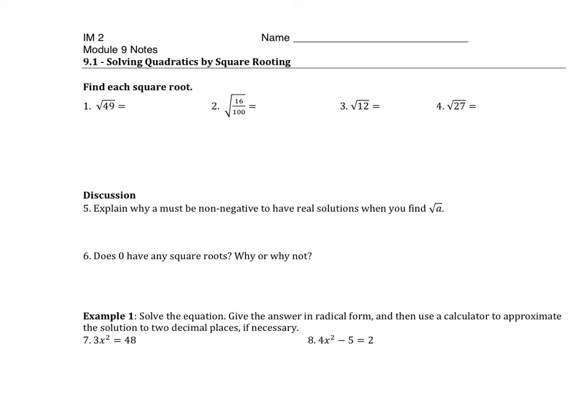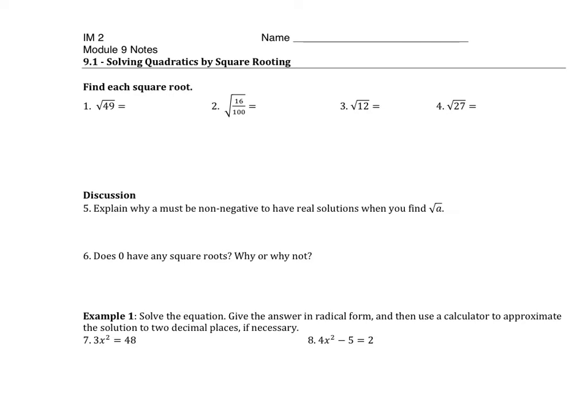All right, so 9.1, we're still going to be in the realm of solving quadratics, but we're going to learn some other methods besides factoring to solve quadratics. Factoring will also come back into play, but give you some other tools in order to solve some of these problems. So the first one is we're going to be dealing with square rooting.